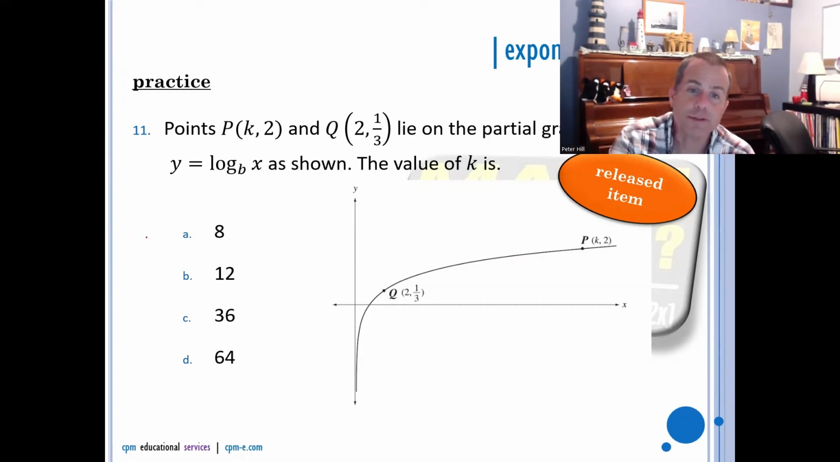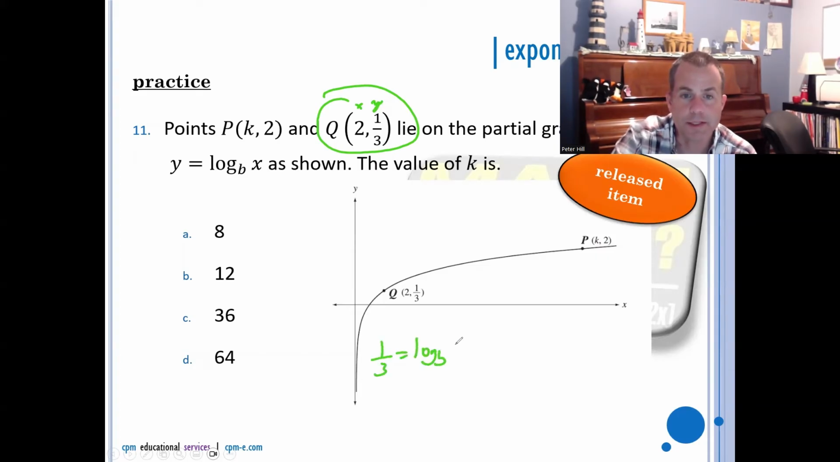So I want to figure out k, but I can't quite do that yet because I don't know what b is. So the first thing I'm going to do is use this point Q to solve for b. I can do that by plugging this in for x and this in for y. So 1/3 equals log base b of 2. If I switch this to exponential form, that becomes b to the 1/3 equals 2.